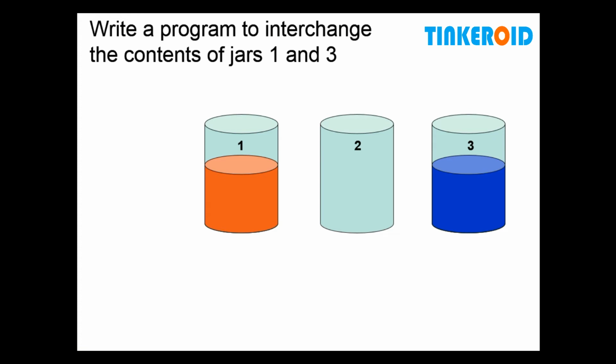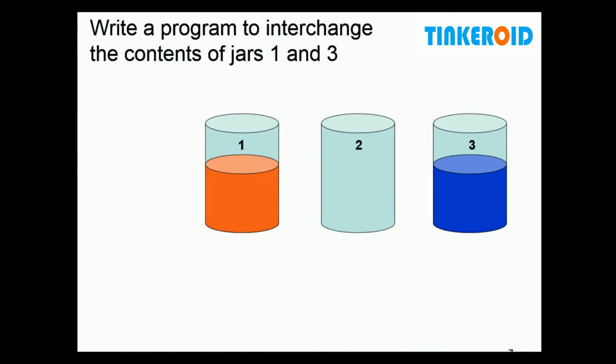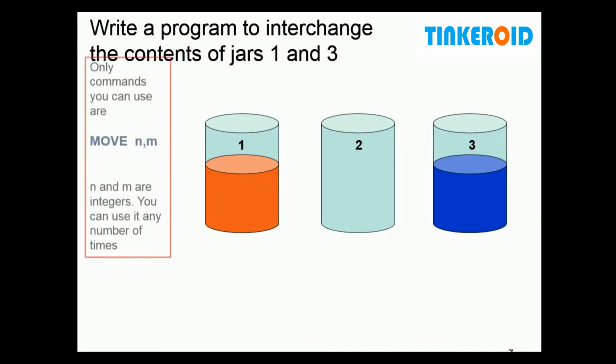How can we do that? If we try to pour 1 into 3, it will get mixed up. So we can't do that. So what we will do is, we will pour the content from 1 into 2, then pour 3 into 1, and then pour 2 into 3. You understood? We just used one more empty jar. Think about it. We don't have any other way.